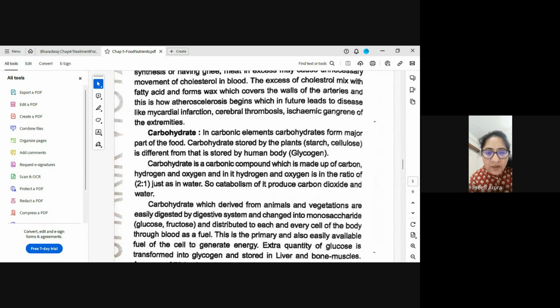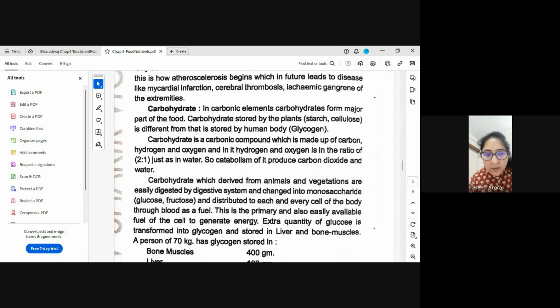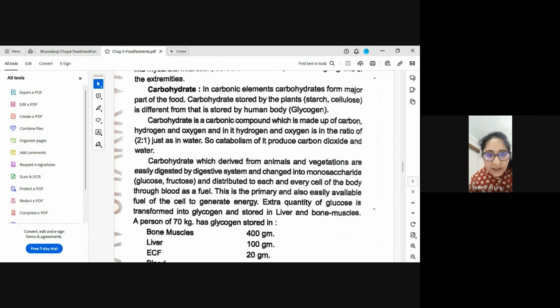Because it is these carbohydrates that are broken down into glycogen and they are stored in the liver. In plants, the carbohydrates are present in the form of starch and cellulose. But as humans, we can't digest starch and cellulose directly. So we get them from plant products. Like we have pathua, methi, all this spinach, whatever we eat. This is all because of that we're able to digest this plant protein and plant fat. So in our body, it is found in the form of glycogen. The smallest unit of carbohydrate is glucose.